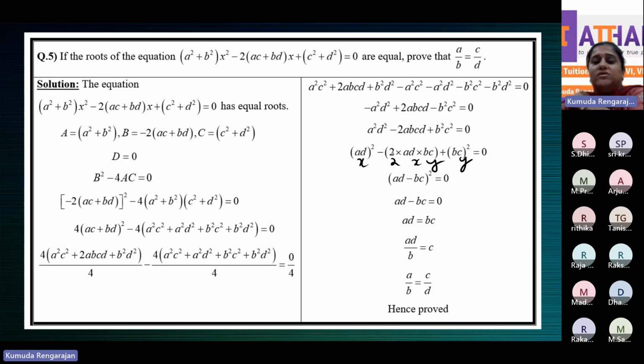Now see how you want the result. How do you want the result? You want the result like A by B is equal to C by D.